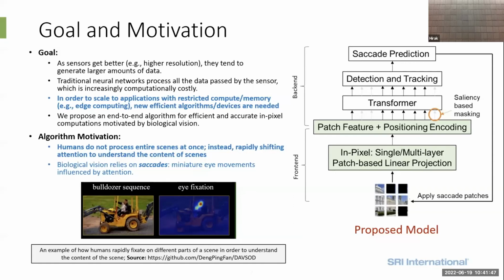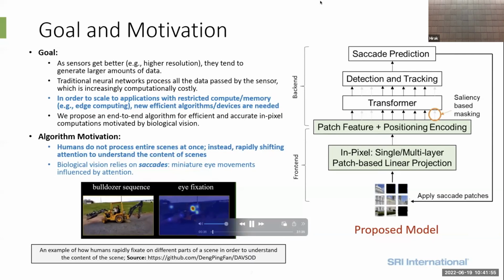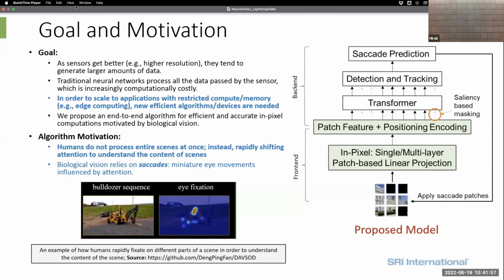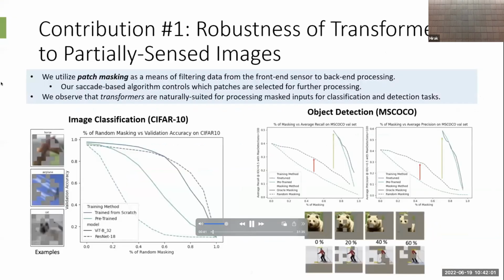We aim to reduce bandwidth data transmission from the sensor to the neural network by intelligently selecting image patches to send from the front-end sensor to the back-end prediction model. We take inspiration from biological vision by developing algorithms that mimic the human saccade mechanism. We utilize patch masking as a means of filtering data from the front-end sensor to the back-end processing.